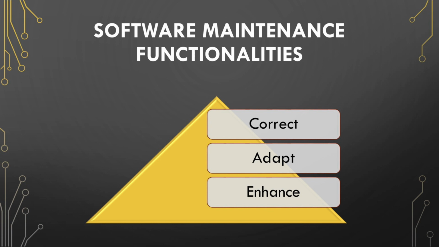With that being said, software maintenance can be classified as having 3 main functionalities: correct, adapt, and enhance. Software maintenance corrects defects, adapts the software to meet a changing environment, and enhances functionality to meet the evolving needs of the customer.